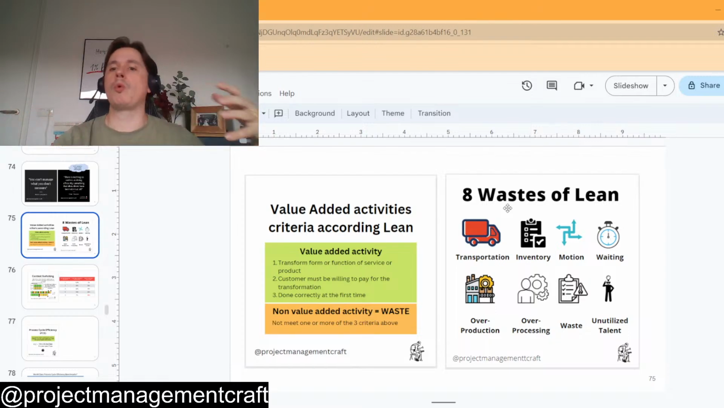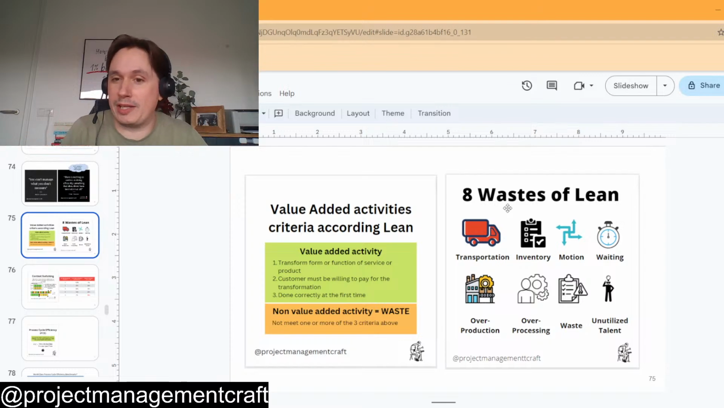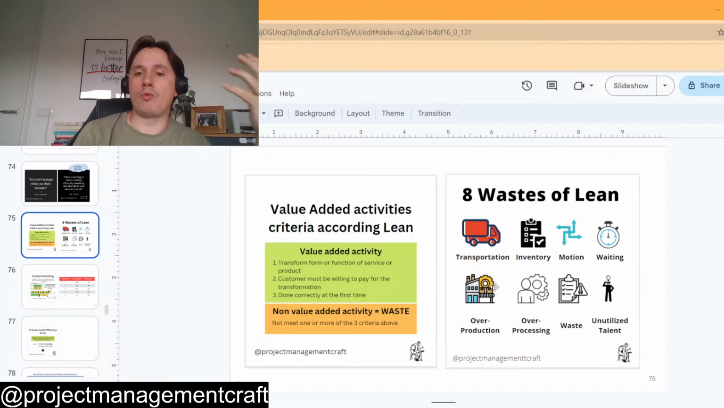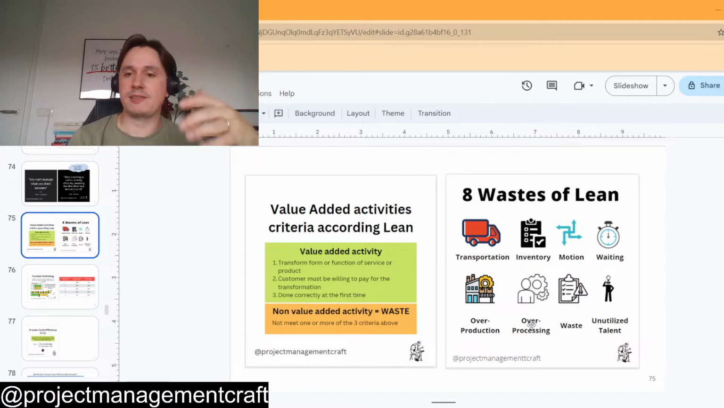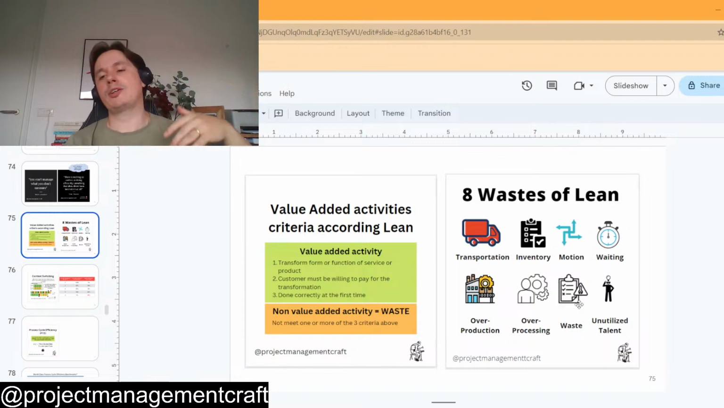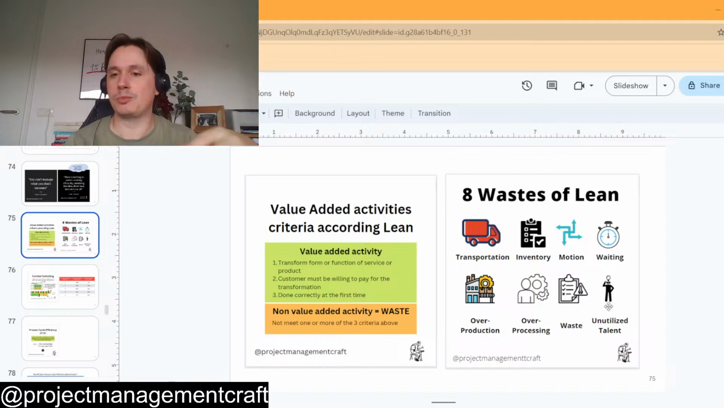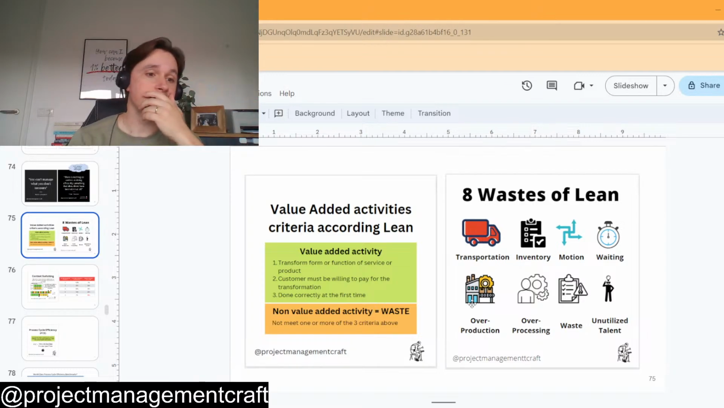It can be motion, the workers doing motion like in a line, not necessarily. It can be waiting, like you're just waiting for something so you can execute the work, or overproduction, meaning that the company is producing more than necessary. It can be overprocessing, where you are doing more than is required in a process. It can be a quality waste, or in this case rework. And later on, unutilized talent was also added as a waste.